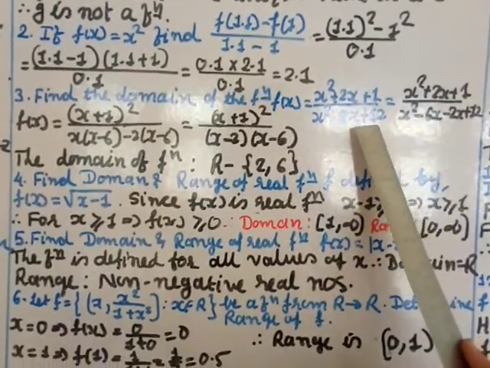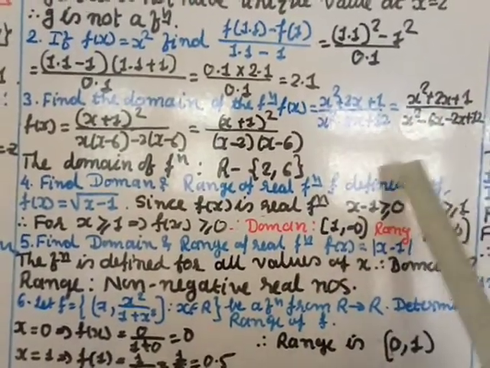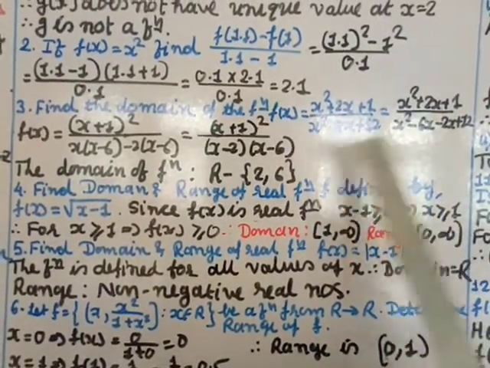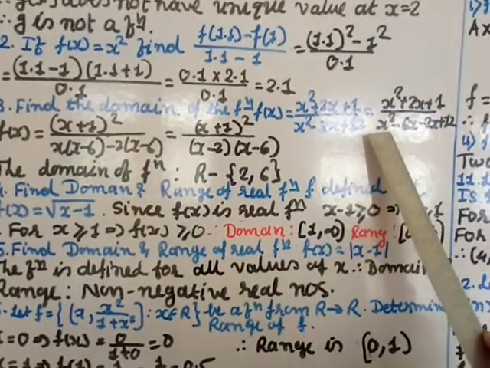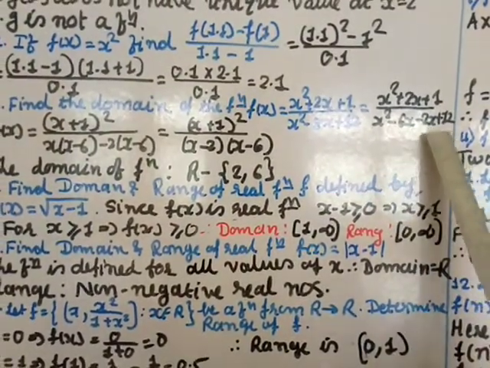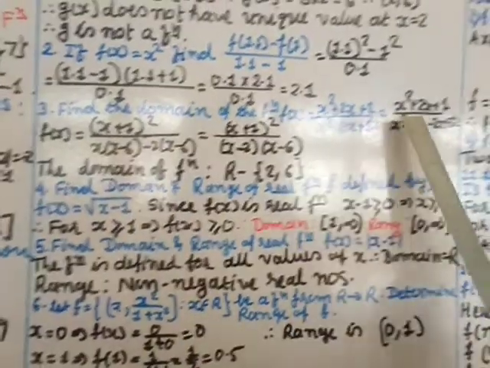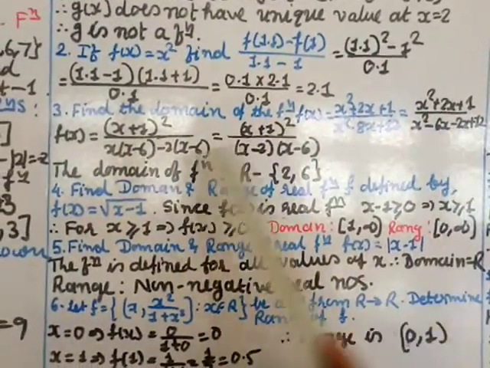Okay, so factors of 12 that give 8. So 6 and 2. 6 times 2 is 12, and 6 plus 2 gives you 8. So I get x square minus 6x minus 2x plus 12. From here take x common, here remains x minus 6. From here take minus 2 common, remains x minus 6.